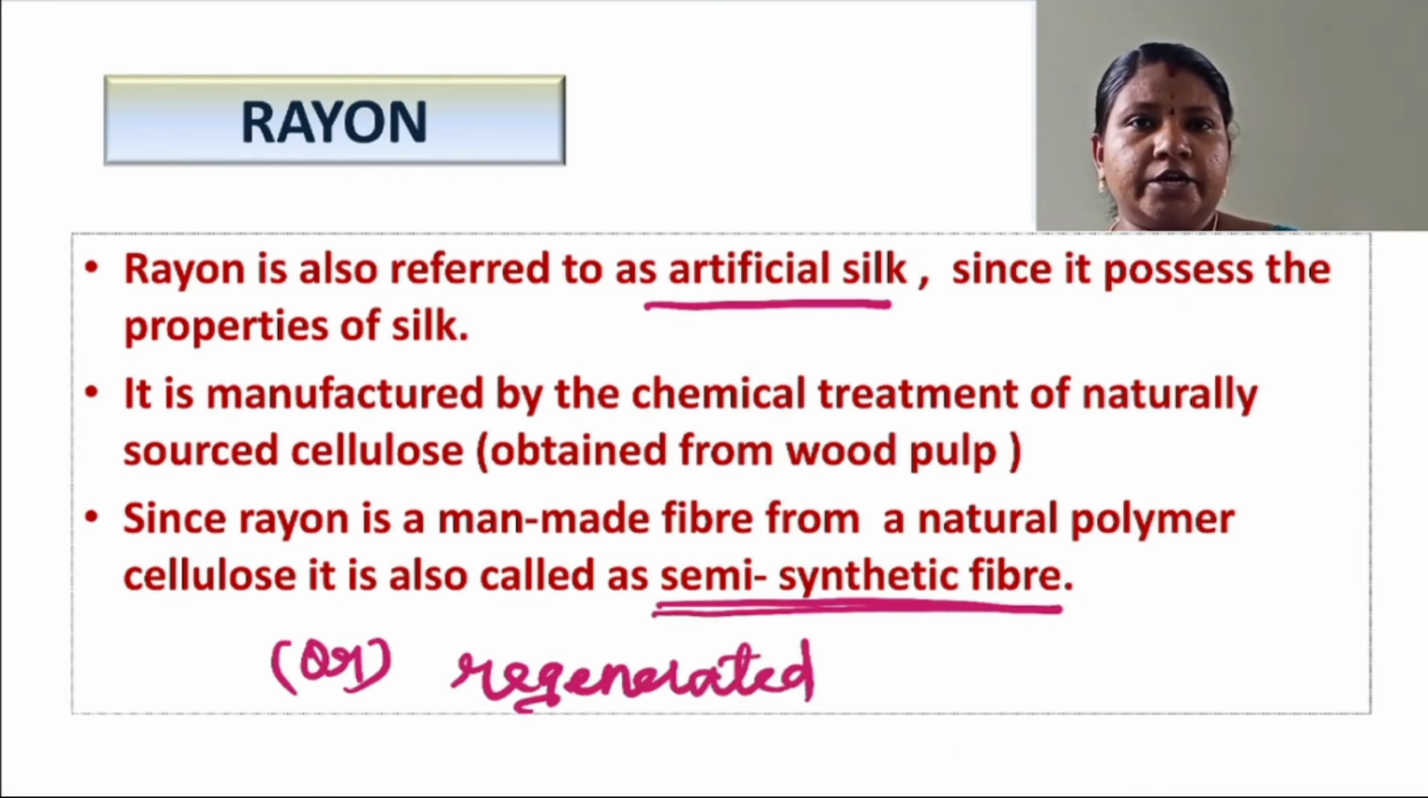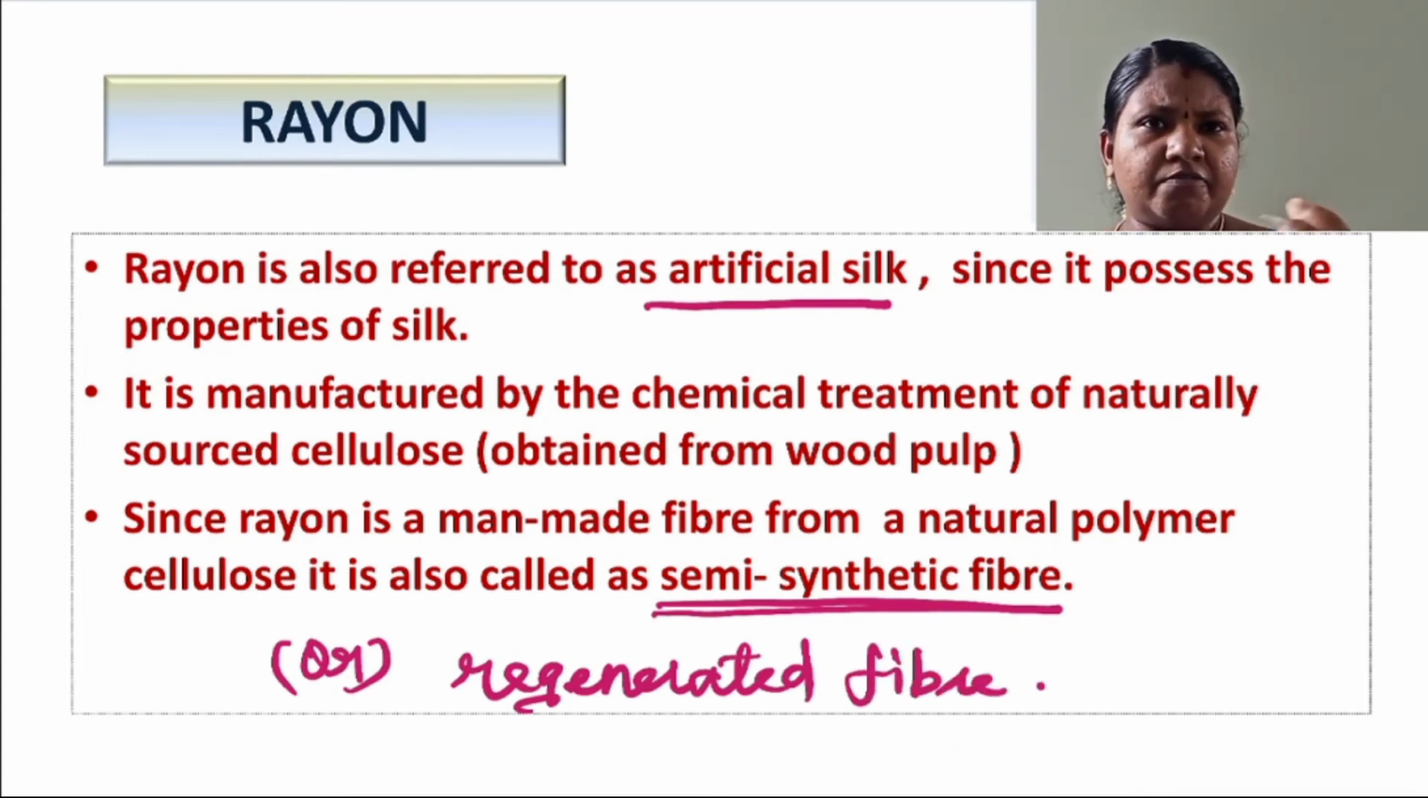One more time. It is known as artificial silk. It is known as semi-synthetic fiber. It is also known as a regenerated fiber. We will see why we have given so many names. Rayon, basically, will shine like anything and it will resemble silk. Silk here means not the natural silk.